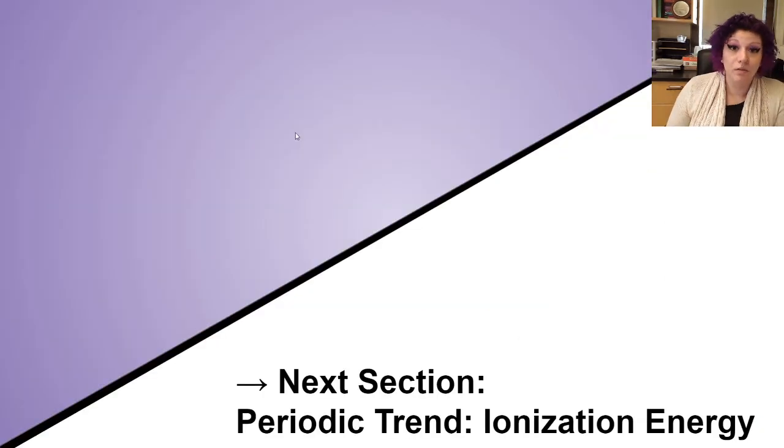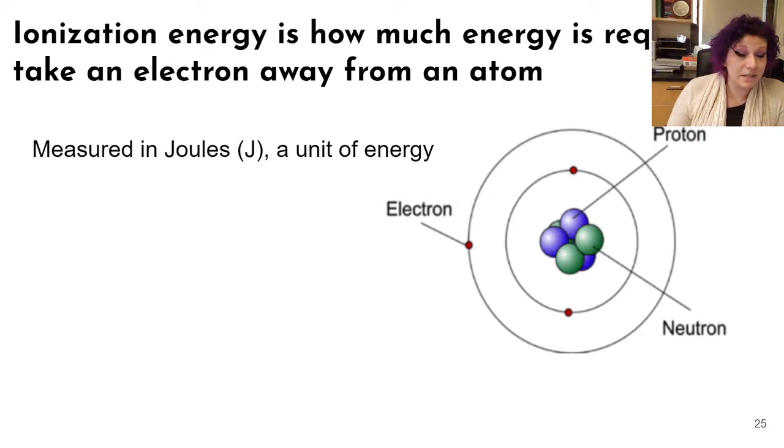Okay, let's dive into ionization energy. Ionization energy is how much energy is required to take an electron away from an atom. So ionization energy specifically refers to removing an electron, not gaining, removing. And you'll see that it's measured in a specific unit called the joule, or capital J. It's just a unit of energy. Just like how calories on our food are energy, joule is also a unit of energy.